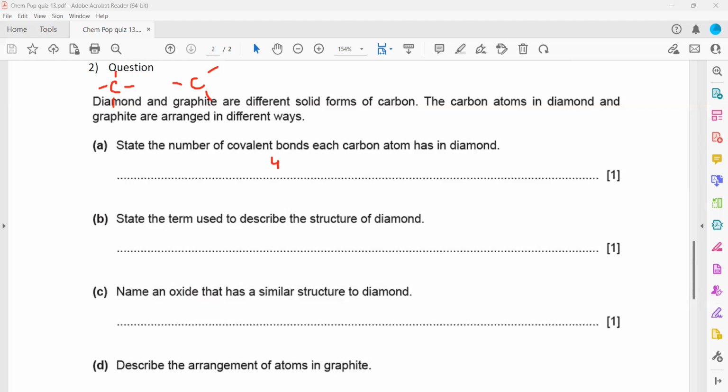State the term used to describe the structure of diamond. What kind of structure does diamond have? Because there are 2 types of structure whenever covalent bonding is there: either a simple or a giant structure. In the case of diamond, it's a giant covalent structure. So we call that macromolecular or giant covalent. If it is carbon dioxide, then we say a simple covalent structure. Silicon dioxide has a similar structure to diamond.